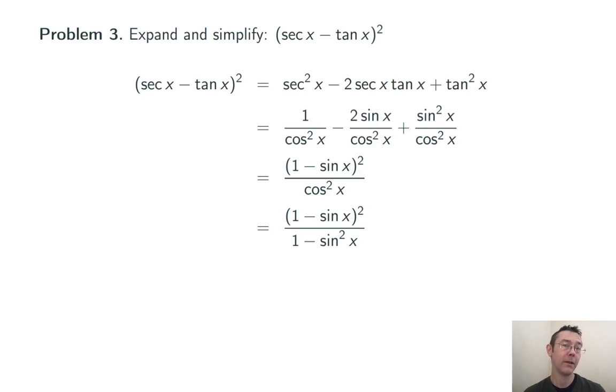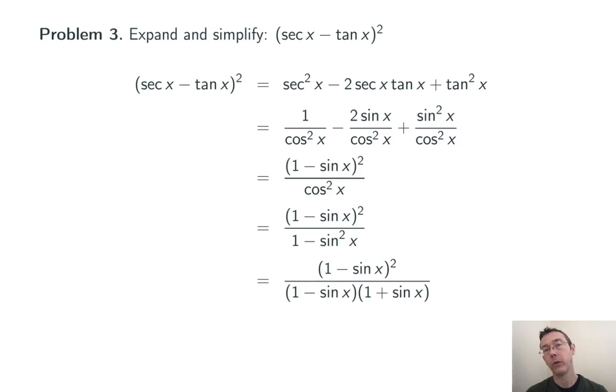Now in the denominator there, I have a difference of squares. So I can factor that as 1 minus sine x times 1 plus sine x. That's good because I've got a common factor of 1 minus sine x that I can now cancel. I come out with 1 minus sine x over 1 plus sine x. That's about as simple as this expression can get.